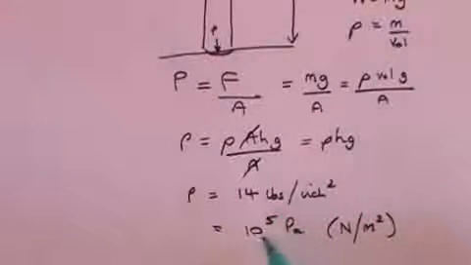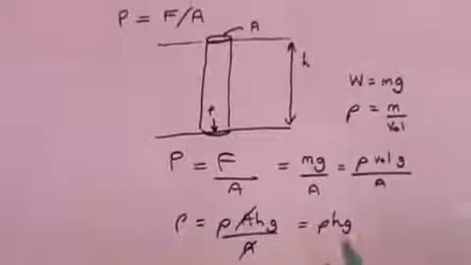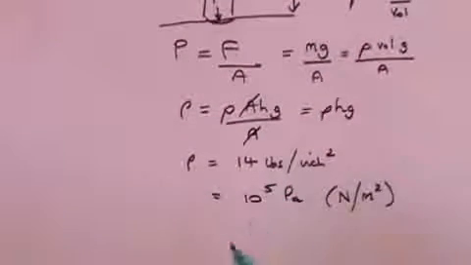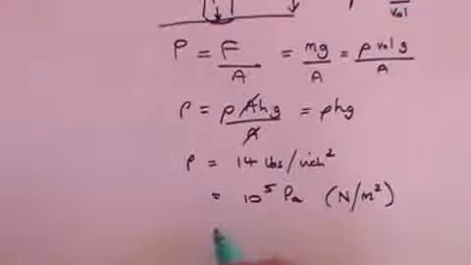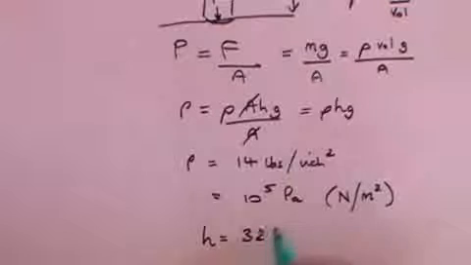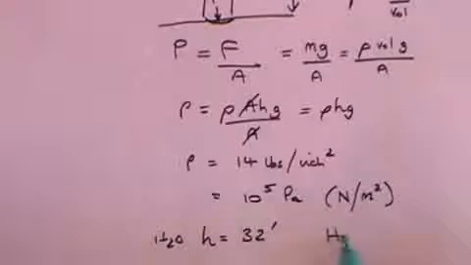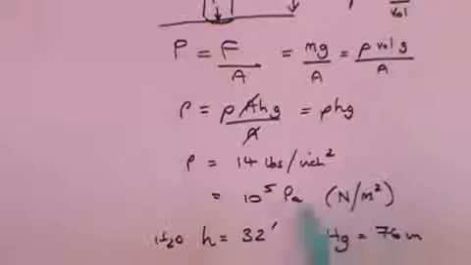So this pressure is the pressure which results from air having a height h. The same pressure for water instead of air would result in h equaling 32 feet. And that's for water, H2O. And for mercury, only 76 centimetres of mercury would give you this pressure.